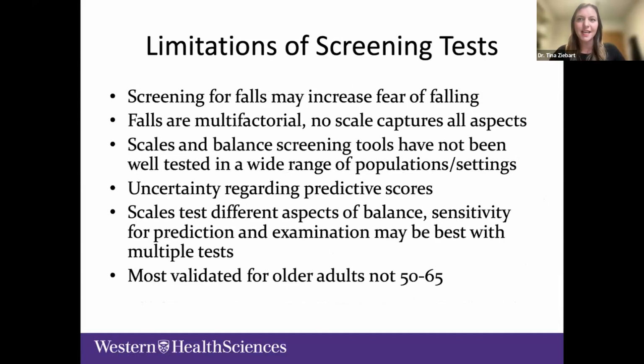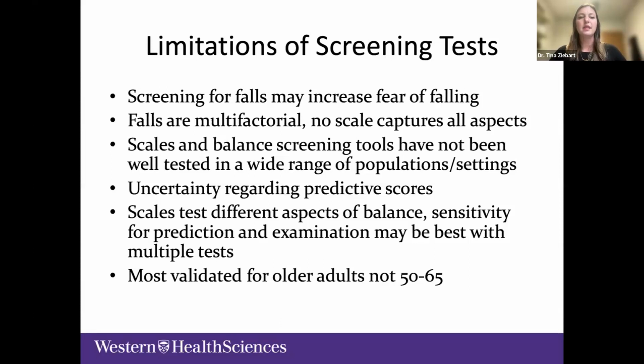Of course, screening tests do have their limitations, and so screening for falls may actually increase their fear of falling. So we need to be cautious about why we're doing this screening of falls and how we communicate it with the person that we're screening. Falls are multifactorial, as we know. So we saw that huge list of risk factors for falls. And so no one scale captures all of these aspects.